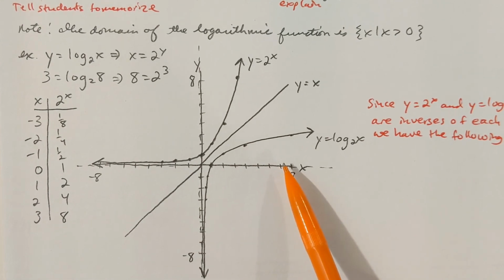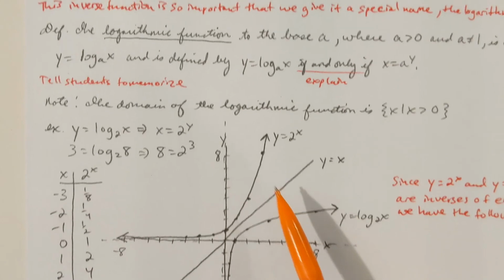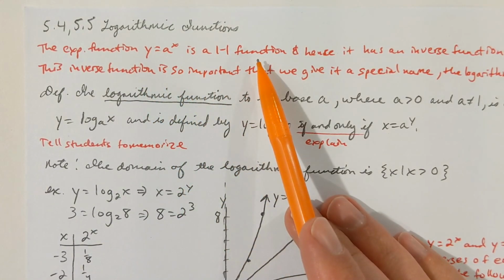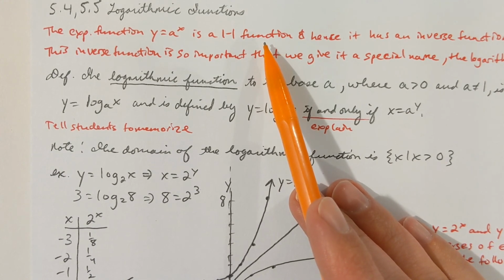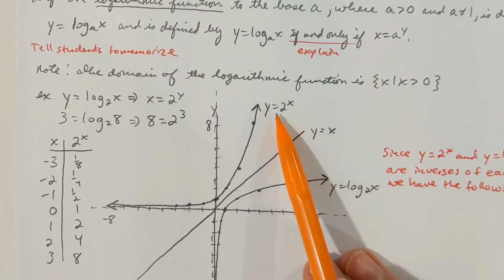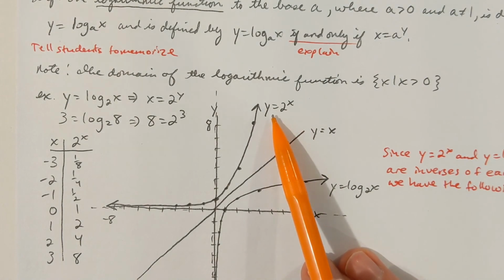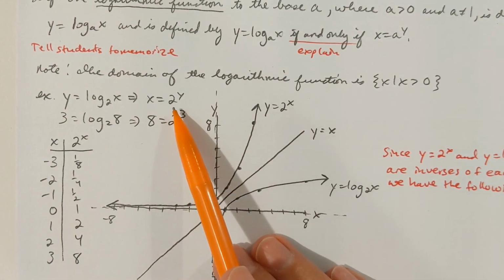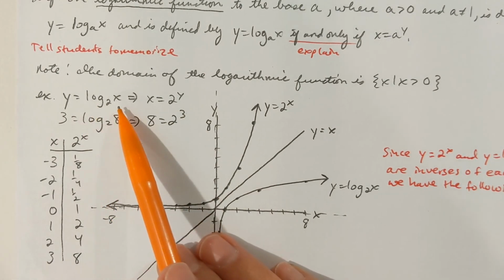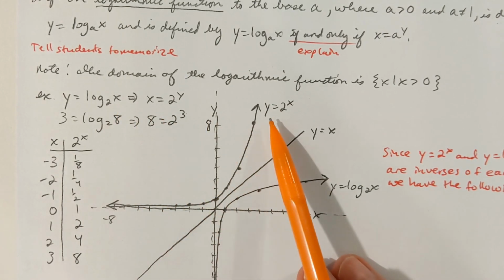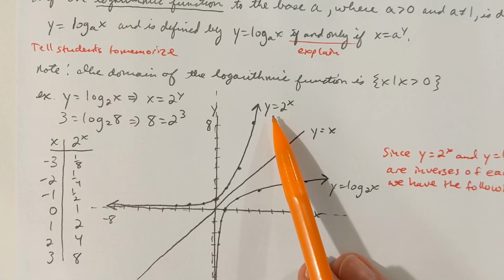Now, I mentioned that an exponential is a one-to-one function. What does that mean? That means that the inverse is a function. What do we mean by inverse? It means that we're just switching x and y. So if I switch x and y in this equation, I'll have x equals 2 to the y. Now, x equals 2 to the y means y equals log base 2 of x. So if I want to graph y equals log base 2 of x, I would have to graph the inverse function of y equals 2 to the x.